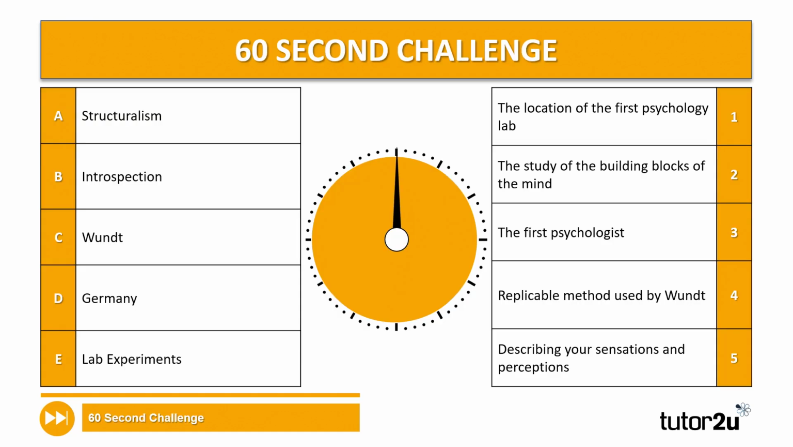Here's another task for you now, and this time you have 60 seconds to match the terms marked A to E with the correct descriptions marked 1 to 5 on the other side of the screen. So pen and paper ready, and your time to complete this task starts now.